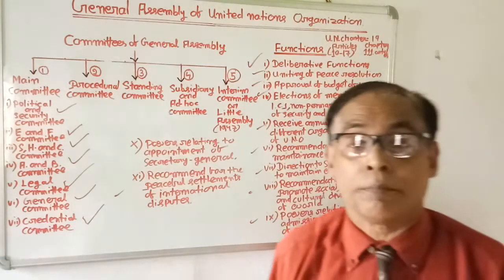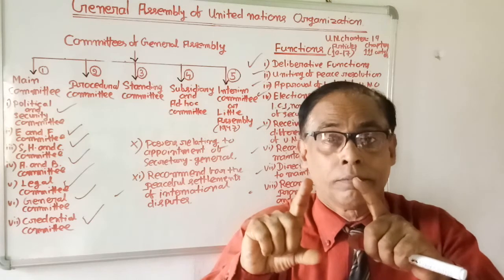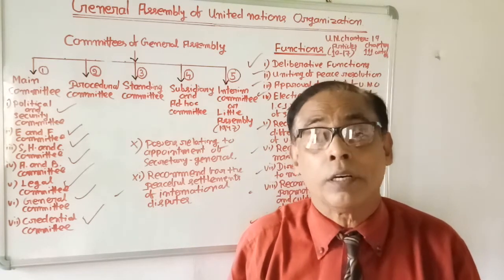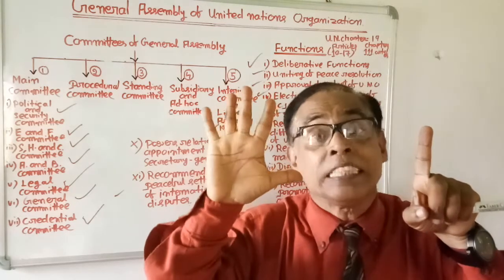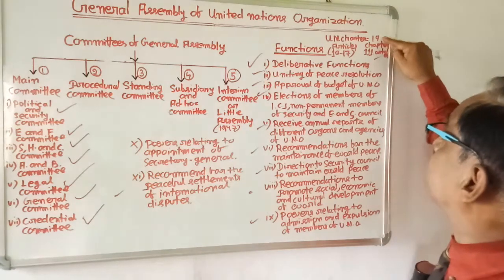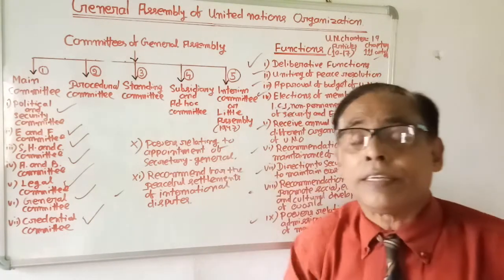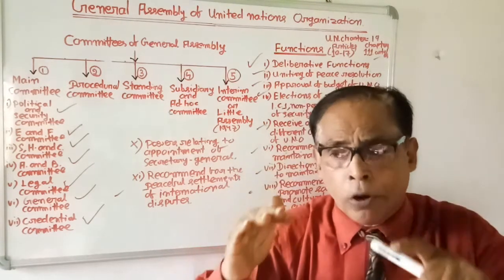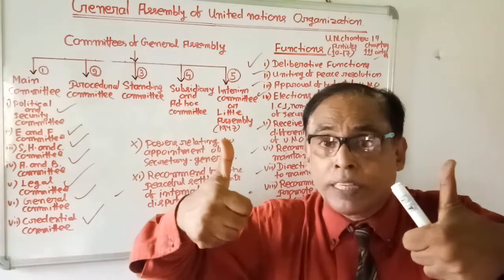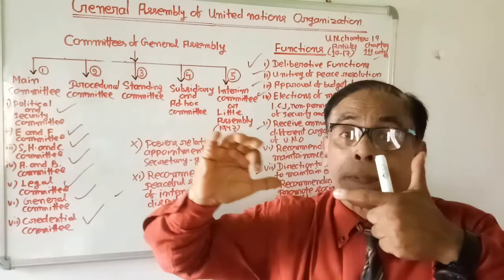Now we'll discuss functions of General Assembly. What are the main functions of General Assembly? United Nations organization has a charter. It is a constitution, and the constitution of the UNO has a preamble, 19 chapters and 111 articles. Article 10 to Article 17 of the UN Charter relates with the function of the General Assembly, where its functions are prescribed.